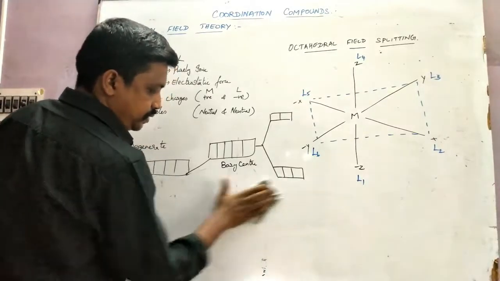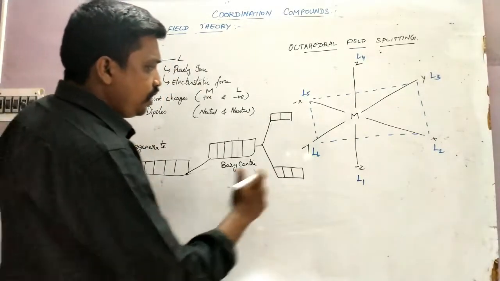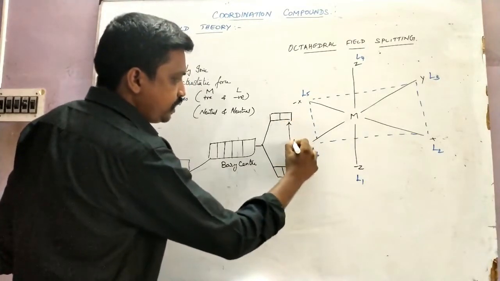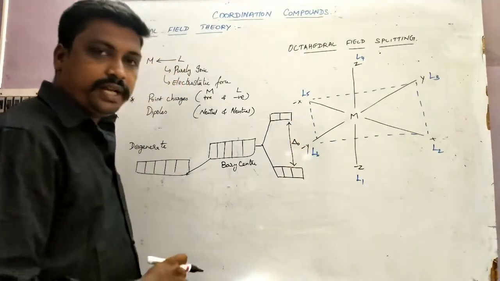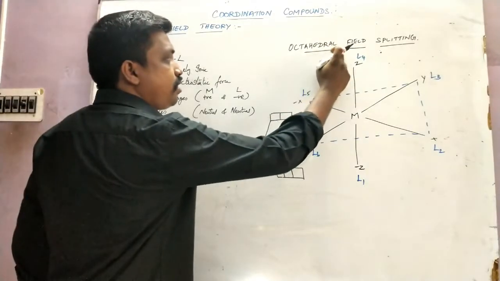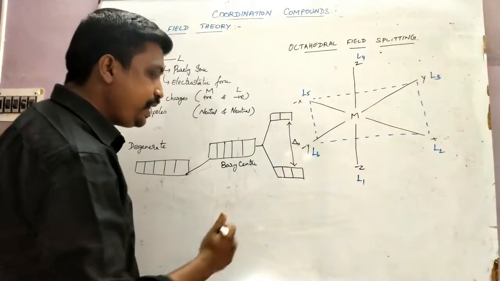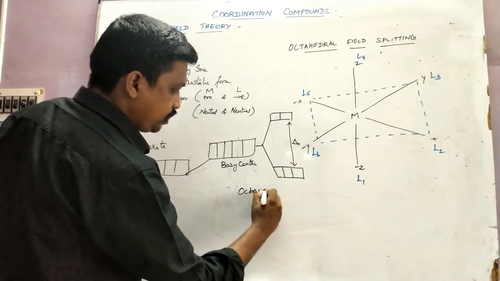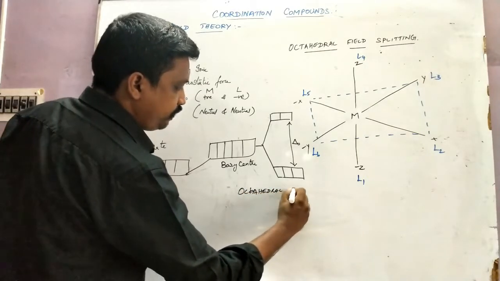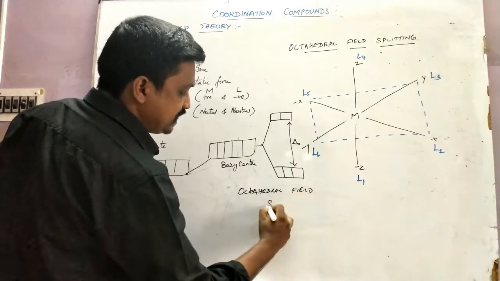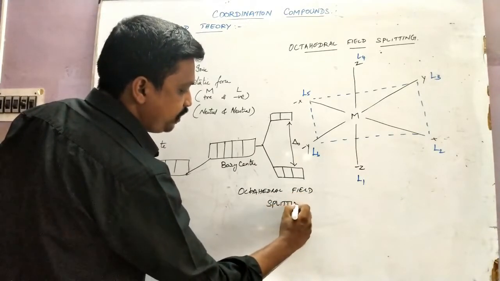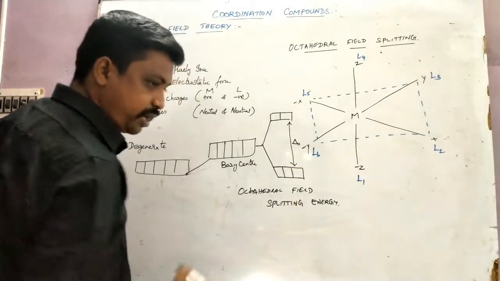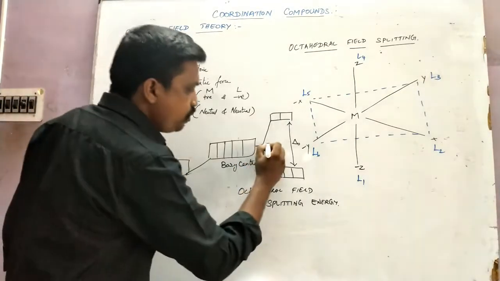Right. See here, the total energy difference between these two is termed as delta O. Delta O is nothing but the crystal octahedral field splitting energy. Octahedral field splitting. It splits the orbital, isn't it? Splitting energy. It splits the 5 degenerate orbitals. Right. So how much is the splitting?